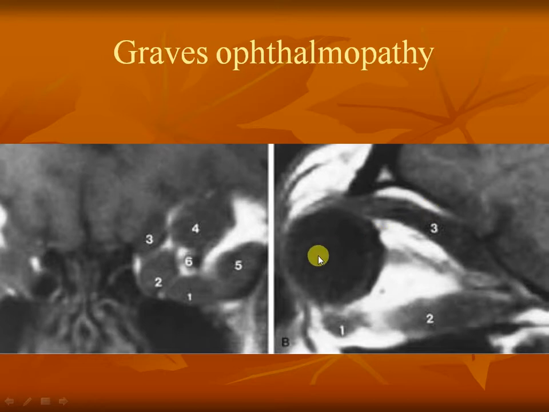On the coronal images, you can see the inferior, medial, lateral, and superior rectus, in this order. Here all of them are involved. It's an advanced case. Okay.